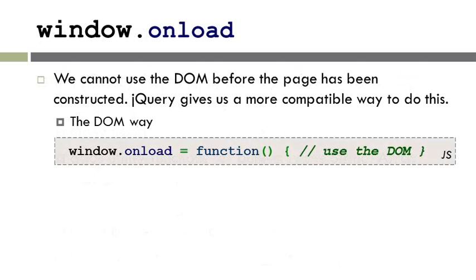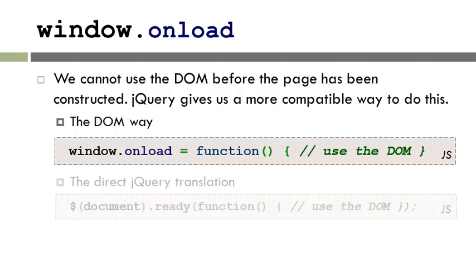An example of improvement and simplification is the window.onload event. We use this event since we cannot use the DOM before the page has been constructed and all of the elements have been initialized. jQuery gives us a more compatible way to do this. The DOM way of accomplishing this is to look at the window.onload event. What this says is when the window has been fully loaded and initialized, we can then execute the code.